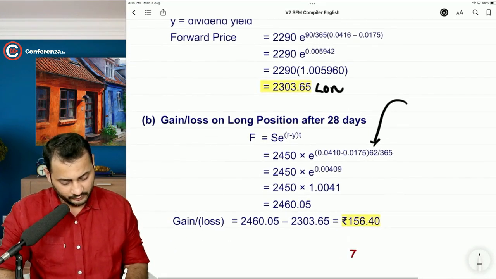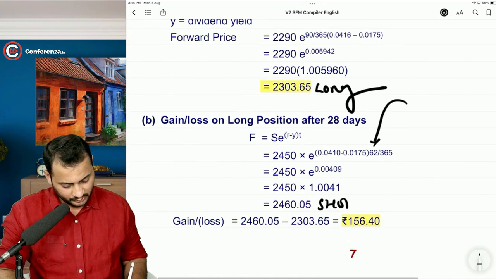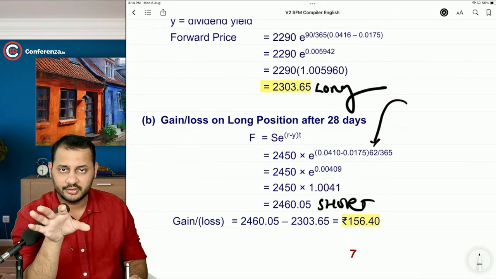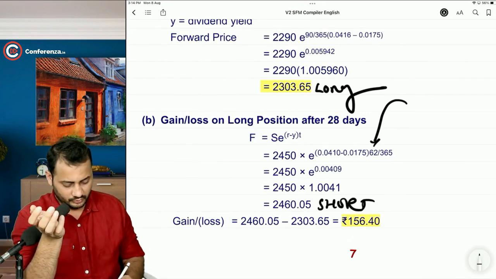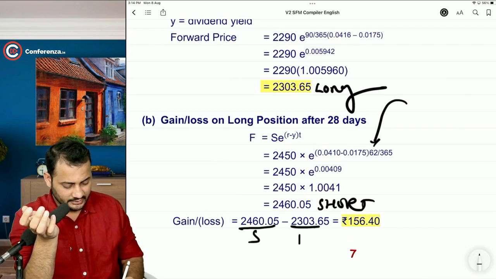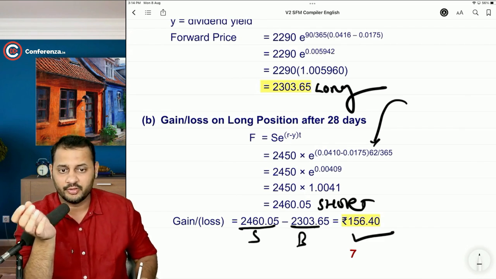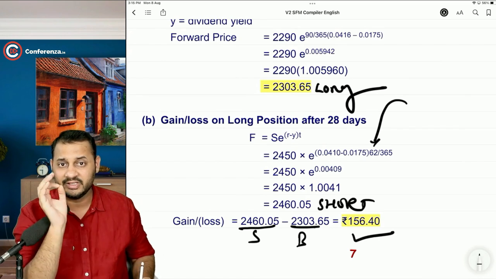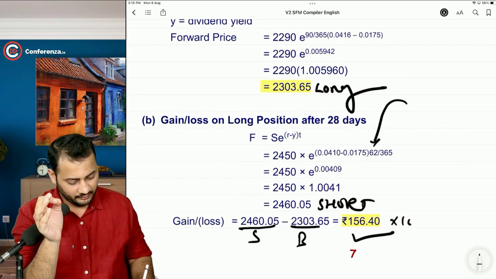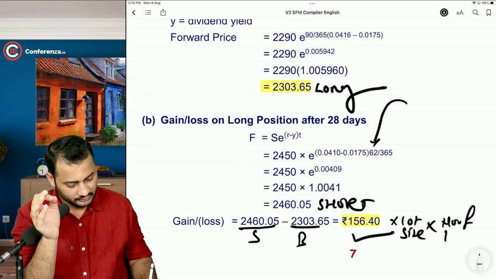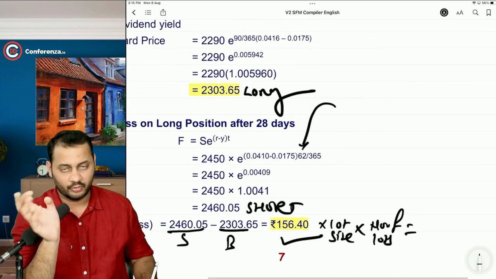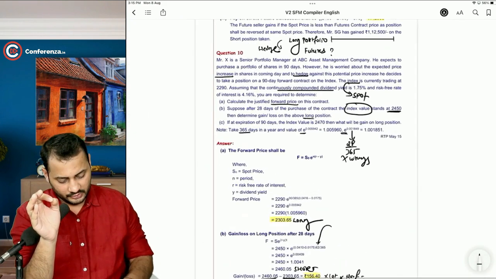You had a long position here. You will take a short position here if you want to close it. Otherwise, keep it. So selling at this price, buying at this price will give you a profit of 156.40 on each share, multiplied by the lot size, multiplied by the number of lots, and you will have a total profit. Okay, so this is the question.